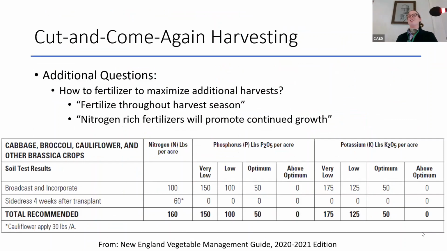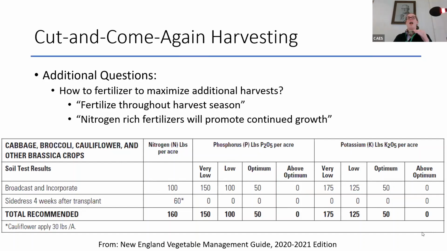So the biggest question that I've come across doing this is a lot of people have information about how to pull the leaves off, which crops are good for growing, but almost nothing on how to fertilize. So the 2 or 3 sources that had information basically boiled down to fertilize throughout the harvest season, or nitrogen-rich fertilizers will promote continued growth, which is not something that a grower is going to be able to follow.